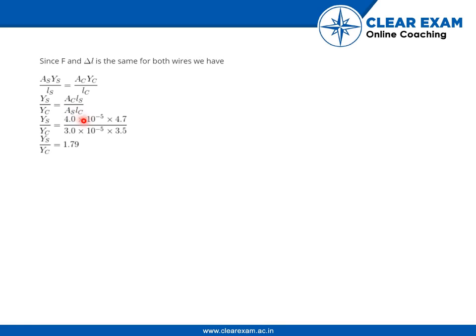So eventually it comes out to be Ys divided by Yc equals Ac into Ls divided by As into Lc. So putting in the values of Ac, Ls, As and Lc, we get 1.79. So the ratio of Young's modulus of steel to that of copper is 1.79.